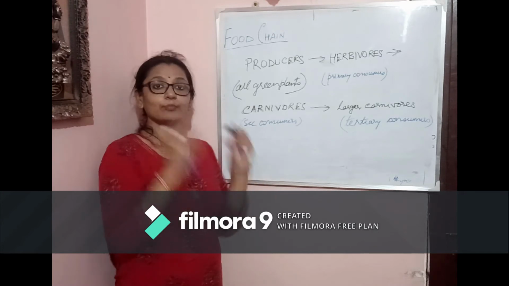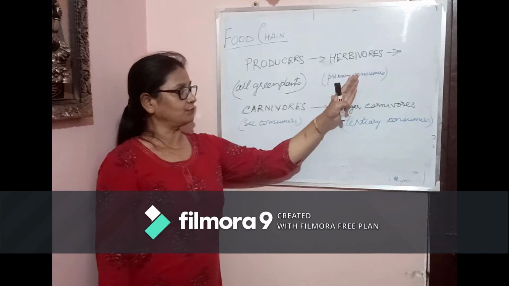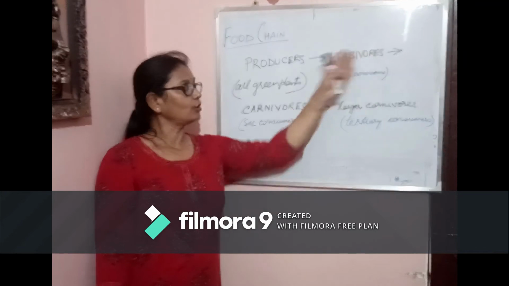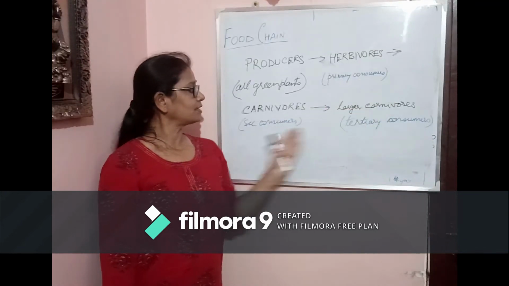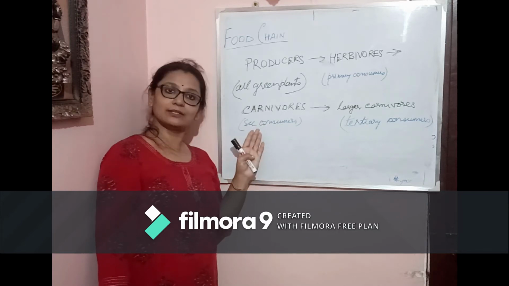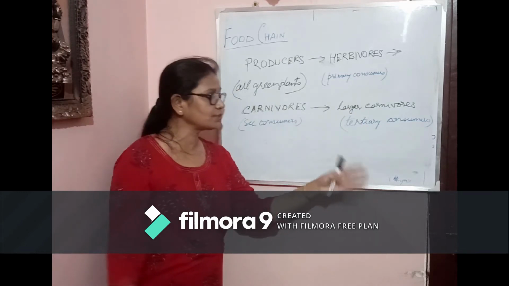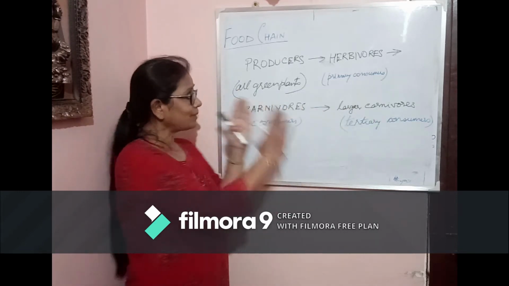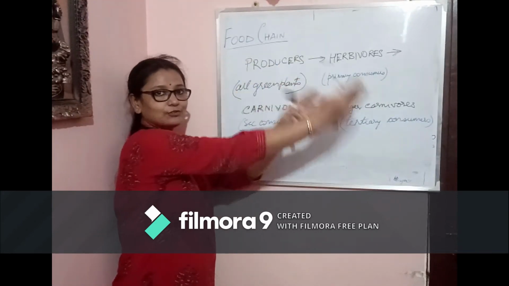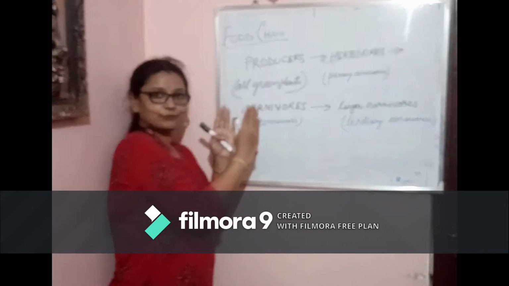Now, producers are what? All the green plants who are producing us food. These producers are being consumed by the herbivores. They are the primary consumers. Goat, deer, cow, these are all the herbivores. These herbivores are again consumed by the carnivores, tiger, lion, and so on. They are the secondary consumers. And these secondary consumers are again consumed by larger carnivores. They are the tertiary consumers. So based on the food relation, there is a sequential order from one trophic level to the next trophic level. This is the food chain.